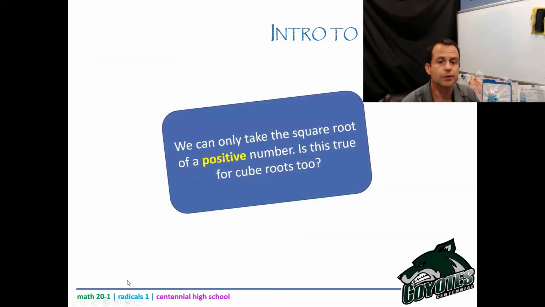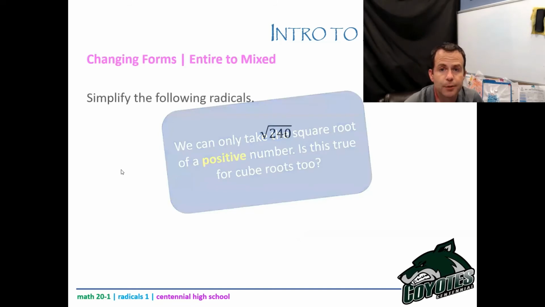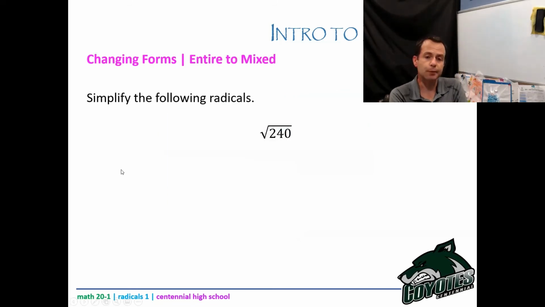Okay, so we kind of just answered this question, but we can only take the square root of a positive number. Is this true for cube roots too? No, it's not. You can take the cube root of a negative number, okay? All right, now the next thing we want to talk about is simplifying radicals.